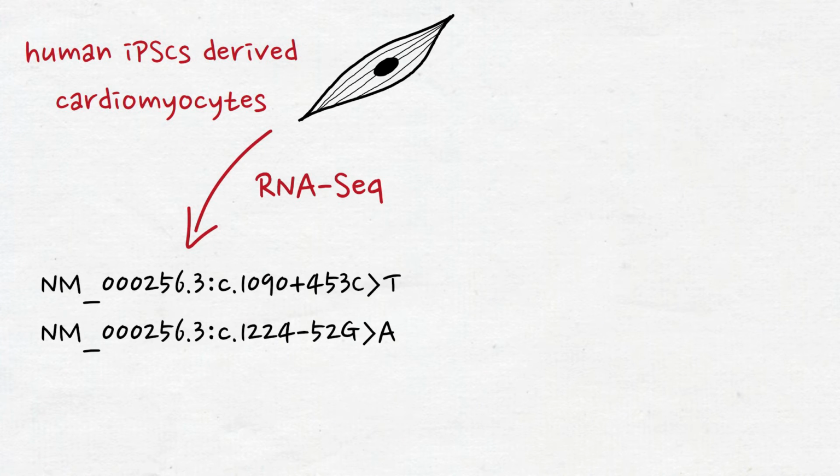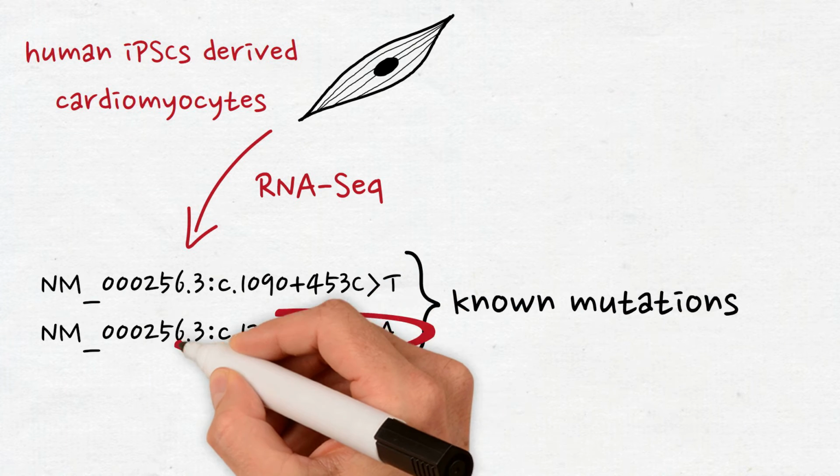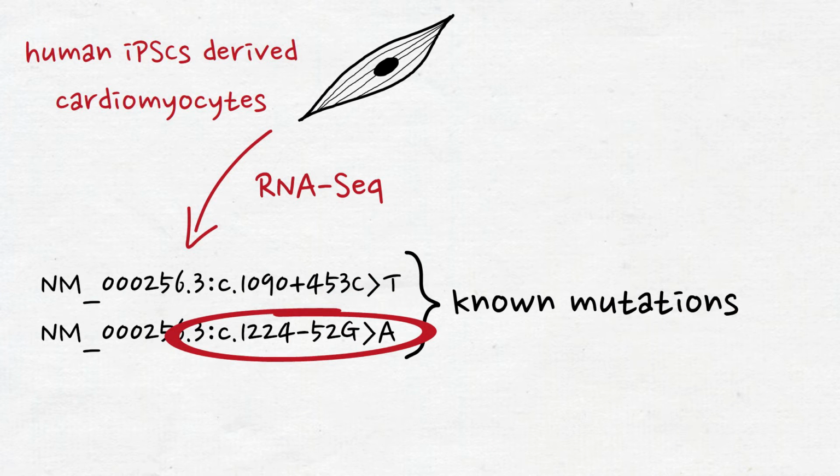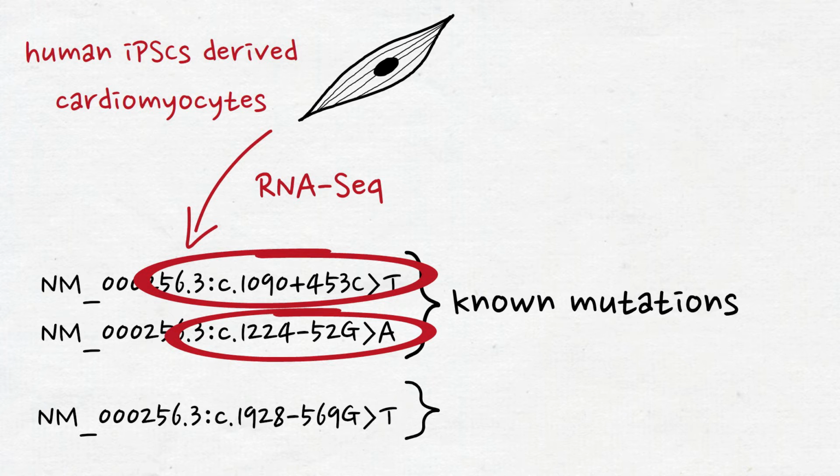As compared with controls, they confirmed the presence of aberrantly spliced exon 14A in MYBPC3, caused by a splice acceptor site gained through the c.1224-52G>A variant. In the second patient, they confirmed the presence of aberrantly spliced exon 12A in MYBPC3, caused by a splice donor site gained through the c.1090+453C>T variant.